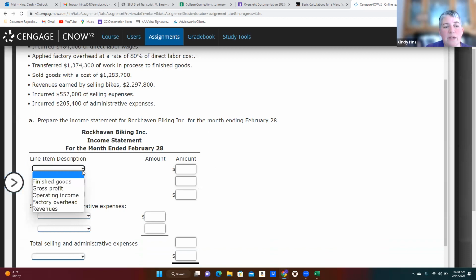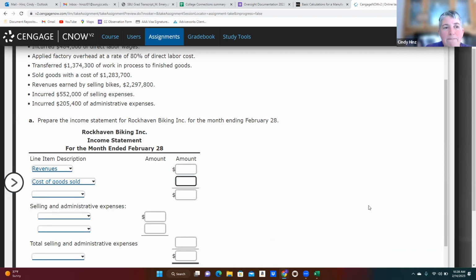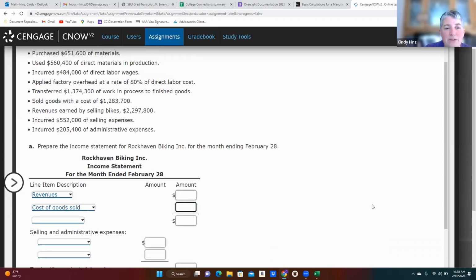But all income statements are going to start with revenues or sales. And then we're going to subtract from that our cost of goods sold, but we're going to have to calculate. Oh, actually, nope, it gives us that. Sorry. Let's just go back to the beginning. We might as well do it this way. So rather than describing the whole thing, we'll just do it as we go.